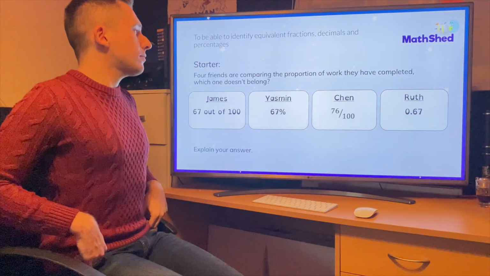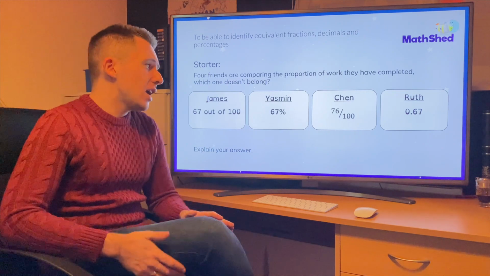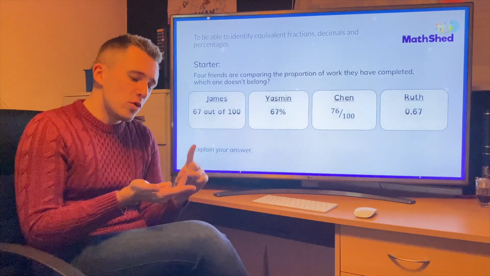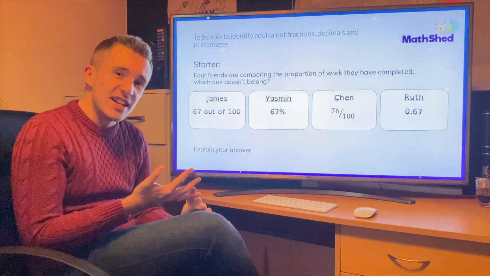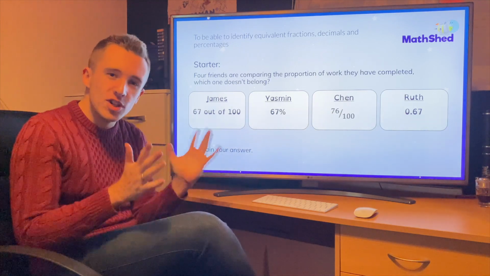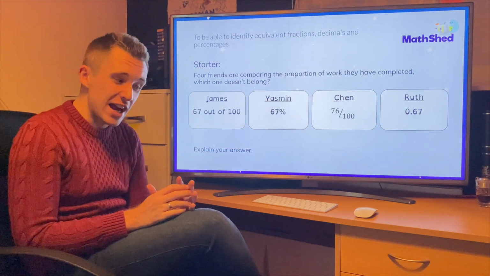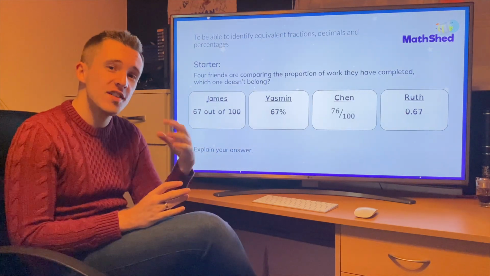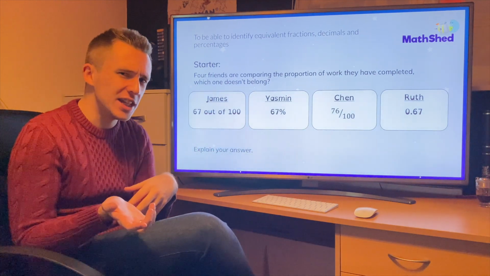Okay, so today we're going to be looking at decimals, fractions, and we're going to be bringing in percentages. Now, percentages are no more difficult than any of the other 2. In fact, they're probably easier. Once you understand decimals, percentages come really easily.